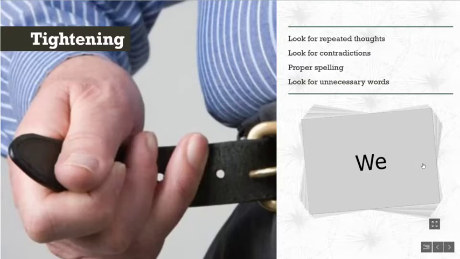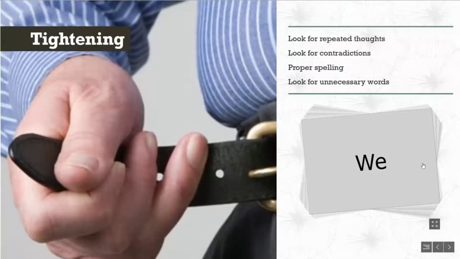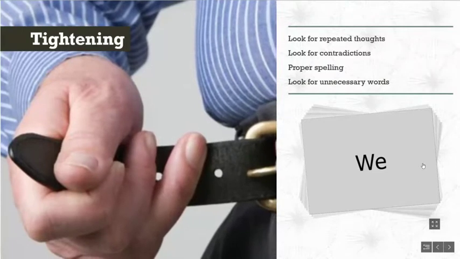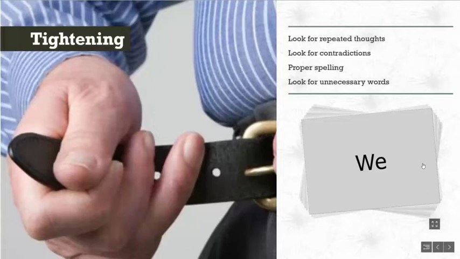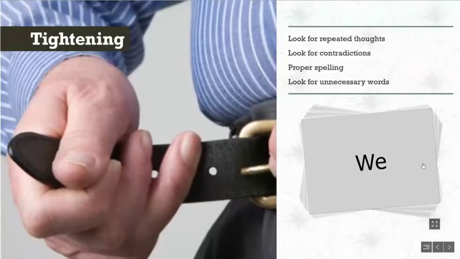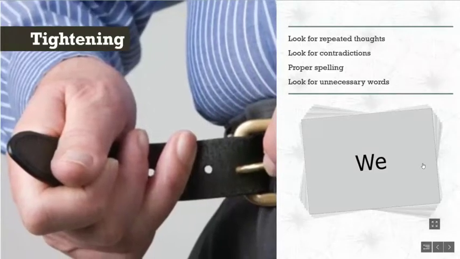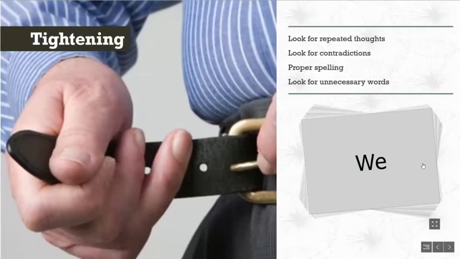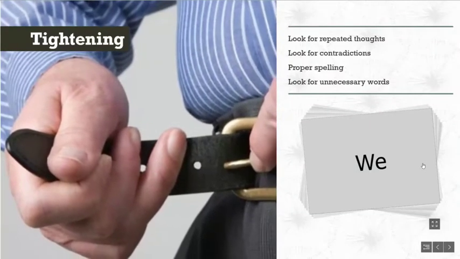Also, the word we. We is first person plural. We also shows that you might have a co-author. So don't say we are going to do this in this paper or we have found this, because you most likely do not have a co-author, and it is also first person plural, so you need to stay away from that.